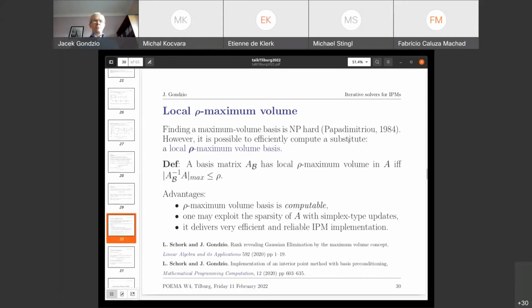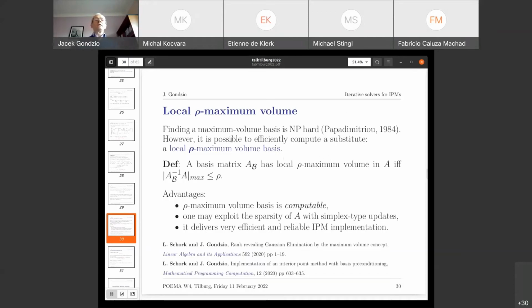However, the trouble is that choosing the maximum volume basis is an NP-hard problem. So what I have proposed so far is to replace an easy LP with a hard NP-hard problem of choosing the maximum volume basis, and you have to reject it immediately. It's not doing any good.